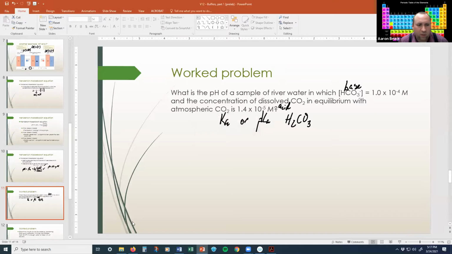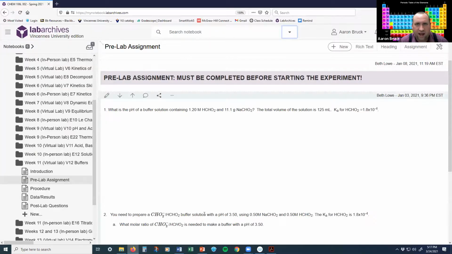And so where we want to go from here is we want to look into LabArchives and see, okay, what is it that we are asked to do? So here, what is the pH of a buffer solution that contains 1.12 molar formic acid and 11.1 grams of sodium formate? Total volume of the solution is 125 milliliters. Here is my Ka information.